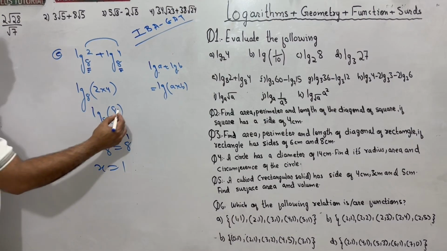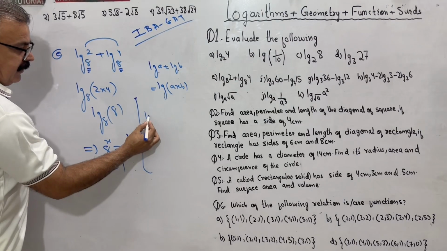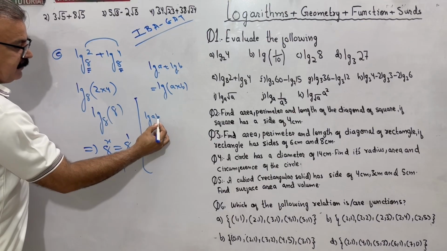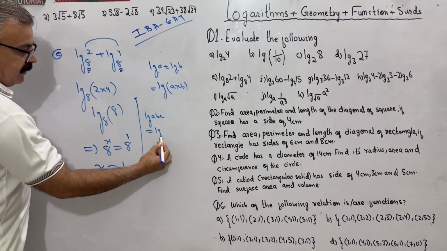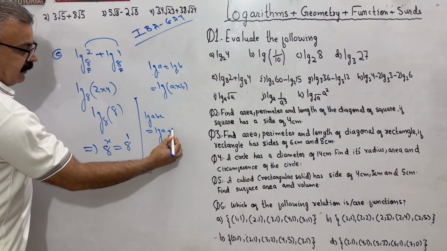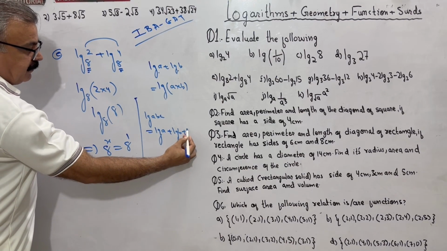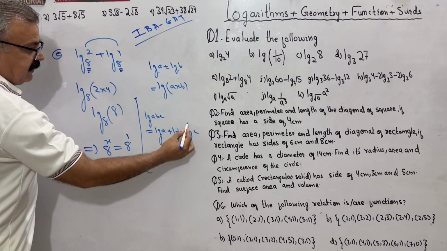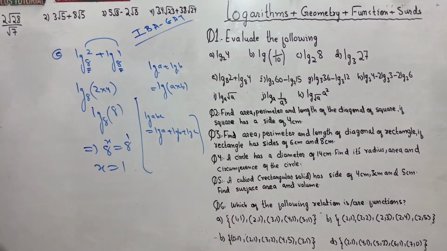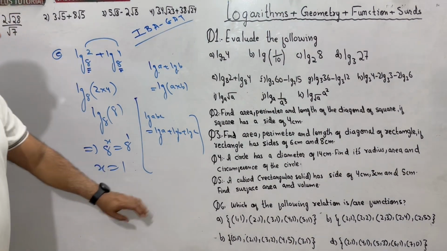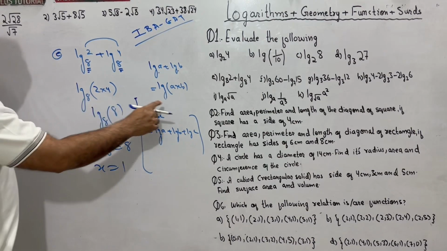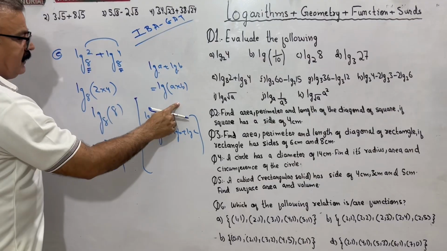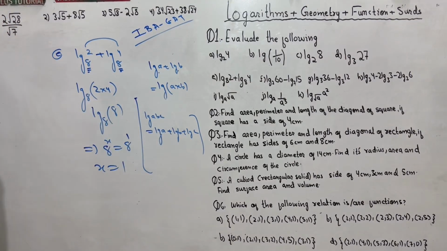What property have we utilized? Always keep in mind: log of A times B times C, multiplication can be split into separate logs using addition, log A plus log B plus log C, provided that they have the same base. From addition to multiplication.